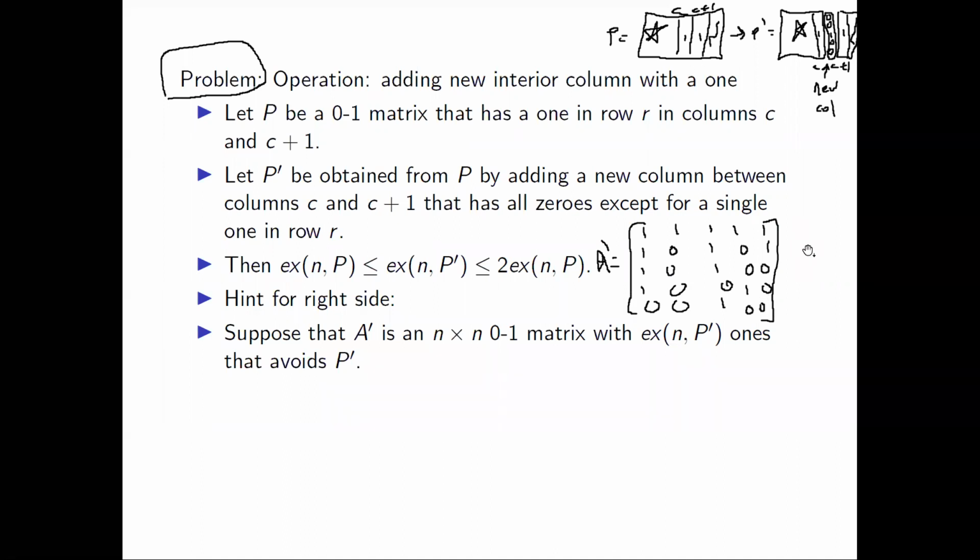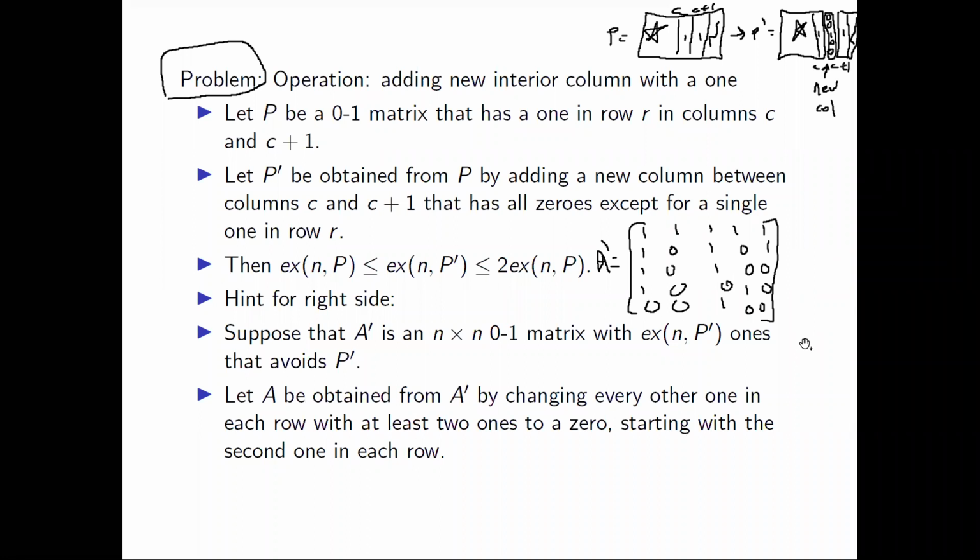And here's the operation. We'll take that matrix A prime, and then we'll change every other one in each row with at least 2 ones to a 0. And we're going to start with the second one in each row, not the first. So let's look at that A prime I drew, and then look at what happens to it. What's the A that we get?